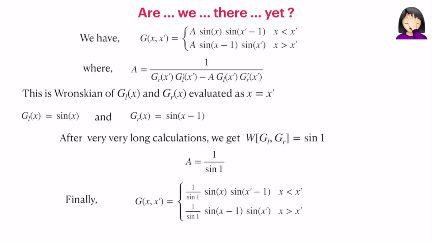Of course, let's go ahead and see what we have here. We have here the Green's function, which is basically given by a into sine x into sine x prime minus 1 when x is less than x prime, and when x is greater than x prime, what we have is a into sine x minus 1 into sine x prime. Now the constant a is given by 1 by gr into g prime of x, there is no a here, gl into g prime of r evaluated at x is equal to x prime.